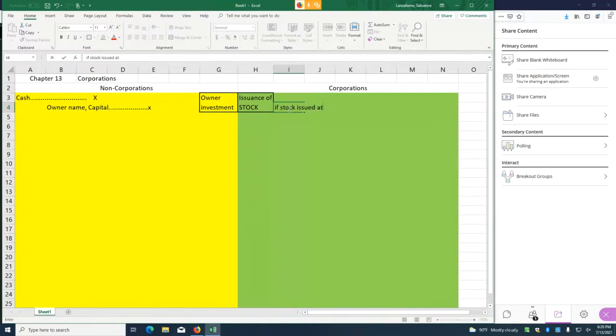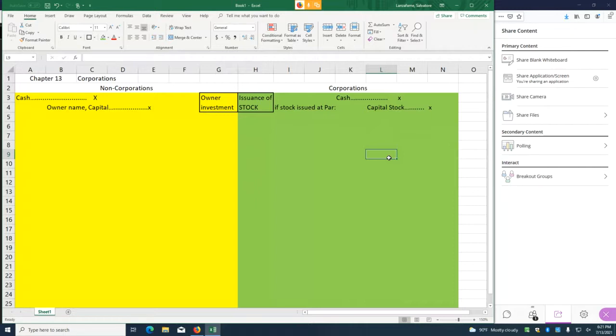So if stock is issued at par, the journal entry looks something like this. You would debit cash, and you would credit something called capital stock. It looks a lot like the one in yellow. It's got the word capital in it. It's only going to have the word capital in it here in the beginning, just so I can show you that it's basically the same idea.